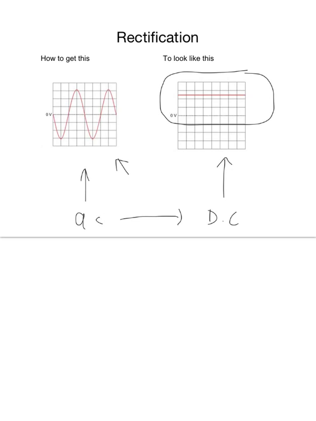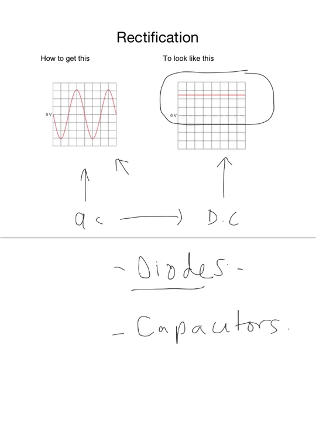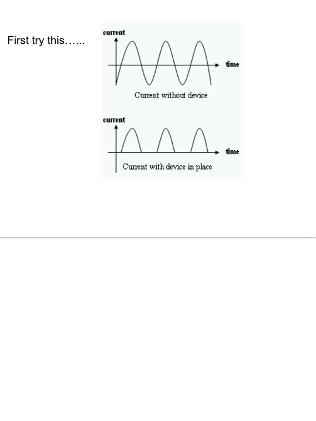So let's have a look at 2 stages. The first stage is the use of diodes for rectification, and the second stage is the use of capacitors. Now, the first way to get a nice flat trace is probably to get rid of the entire negative section of the AC trace, like this.